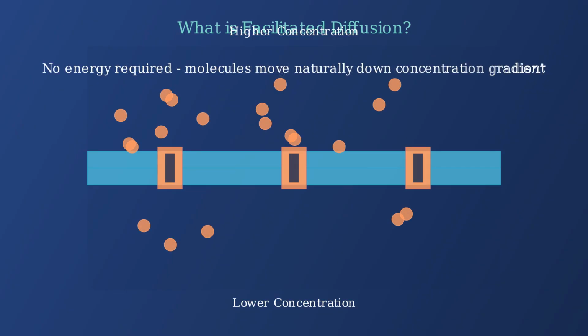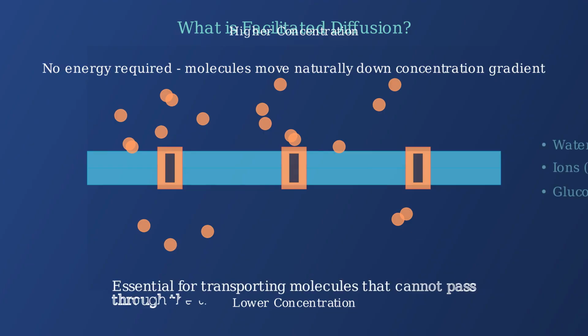Unlike active transport, facilitated diffusion doesn't require energy. The molecules naturally move down their concentration gradient. Facilitated diffusion is essential for transporting molecules that cannot pass through the phospholipid bilayer on their own, such as water-soluble molecules, ions, glucose, and amino acids.